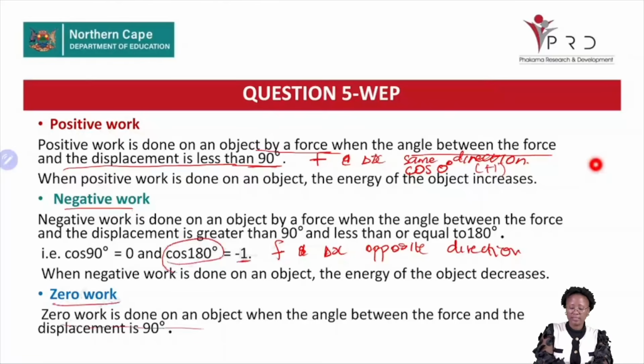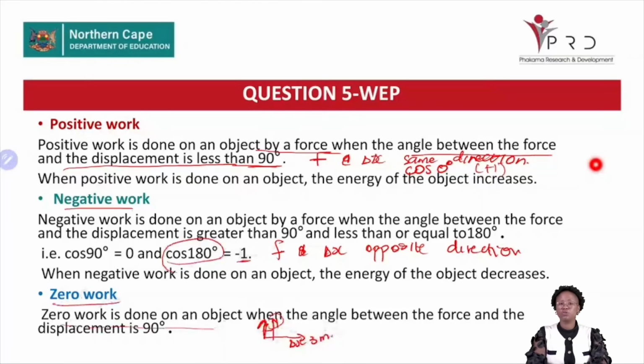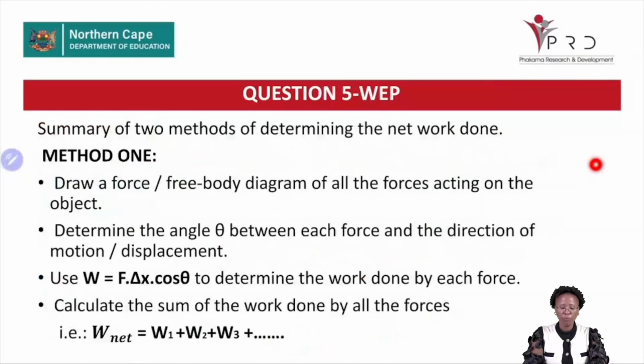Zero work is done when the force and the displacement are at 90 degrees. So if the force and the displacement, like the normal force, for example, and the displacement of the object 3 meters to the right hand side, that means the normal force is not doing the work, because the normal force and the displacement of the object are perpendicular to each other, or they are at 90 degrees. Why? Cos 90 degrees in your calculator will give you 0, and any number multiplied by 0 will give you 0 work done. All right. Hope we are together there.